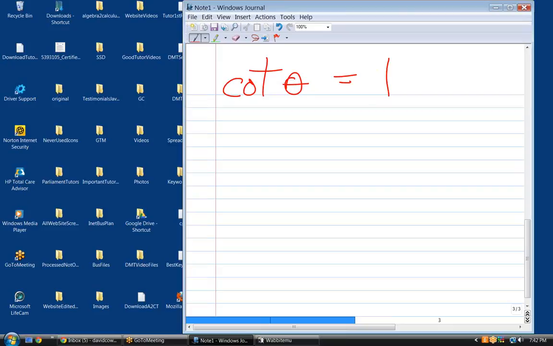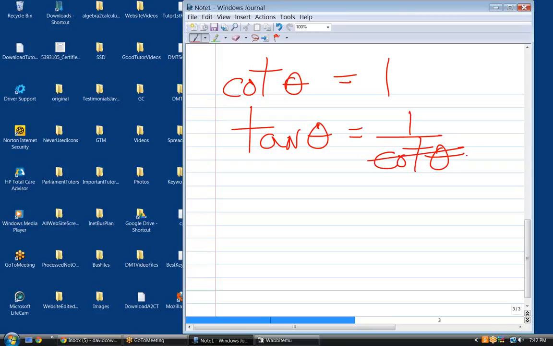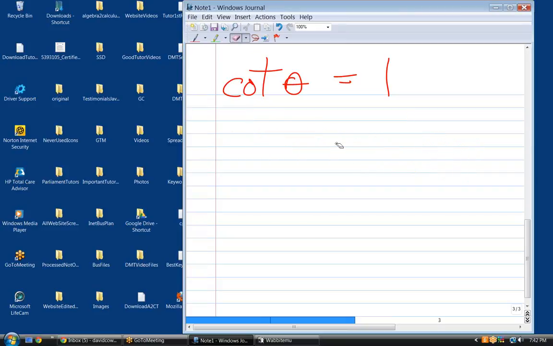If the cotangent of theta equals 1, what's the tangent of theta equal? Would that also just be 1? It's 1 over cotangent. So if I plug in 1 for that, then the tangent of theta is also equal to 1. 1 is the only number whose reciprocal is the same thing. So on anything that's equal to 1, both the reciprocal and that trig function are equal to 1.